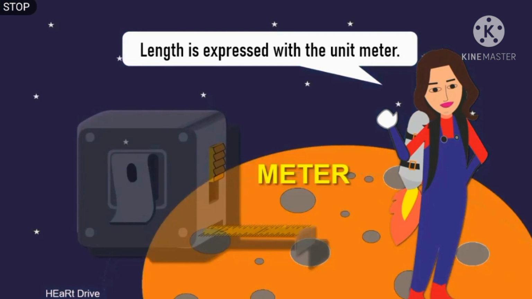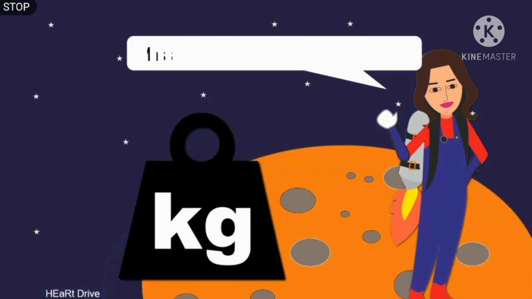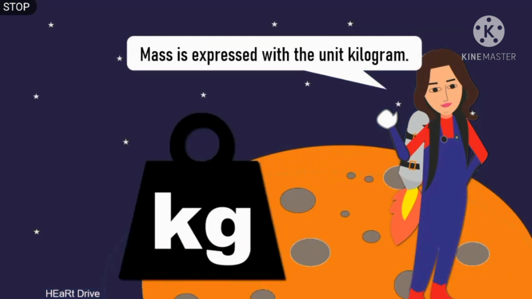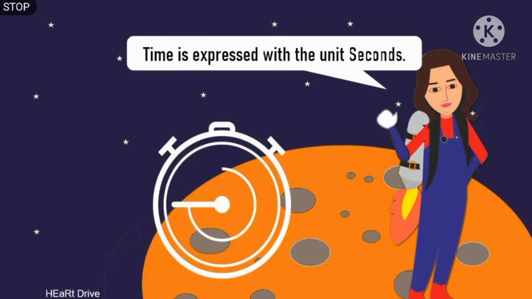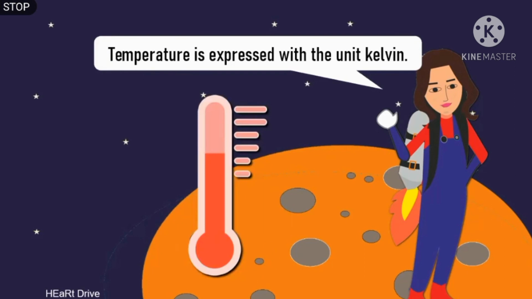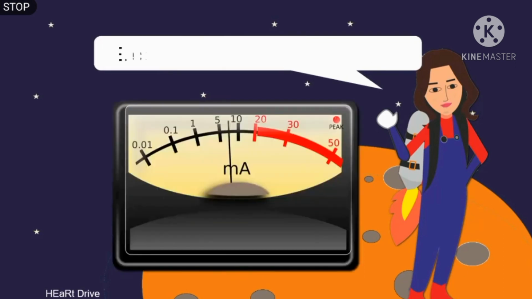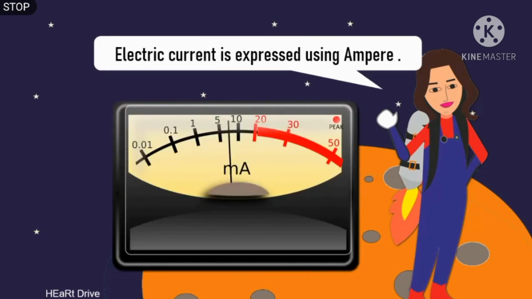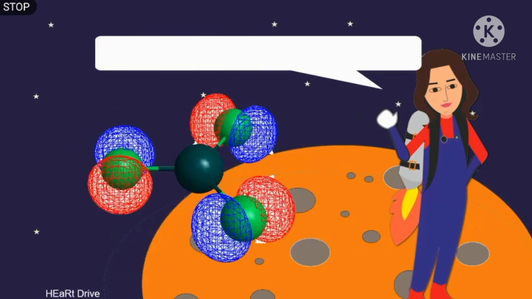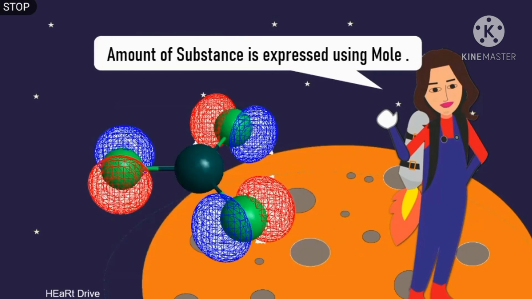Length is expressed with the unit meter. Mass is expressed with the unit kilogram. Time is expressed with seconds. Temperature is expressed using Kelvin. Electric current is expressed using ampere. Amount of substance is expressed with the unit mole.